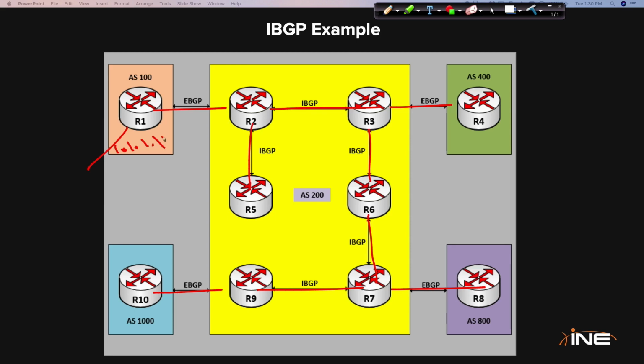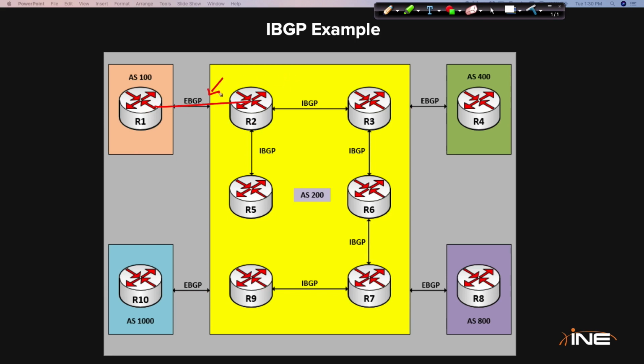Now, when R3 and R5 receive the route, would they put that route in the routing table? No. The route would be in the BGP table. However, it would not go in the routing table. If you remember, for the route to go in the routing table, the next hop must be reachable. Is the next hop reachable for R3 and R5? The next hop is R1. Is that next hop reachable? No. So we have to make that reachable. How can I achieve that? Well, one way would be to advertise this link here.